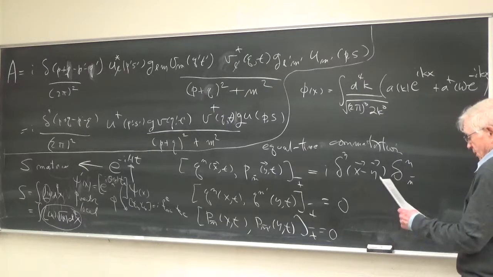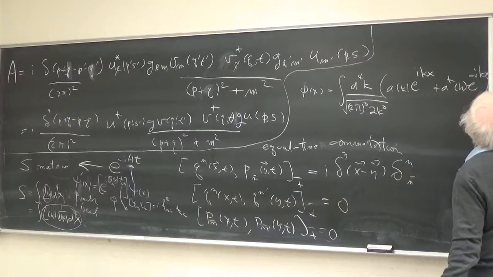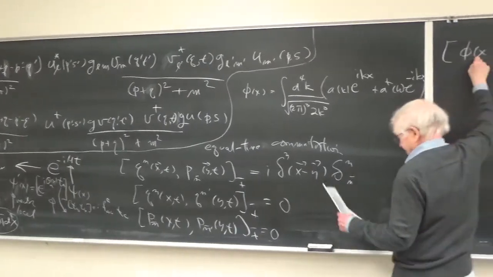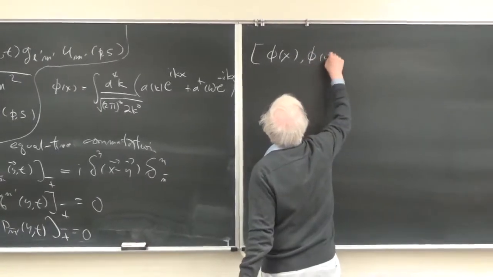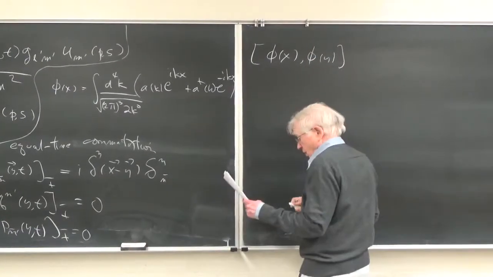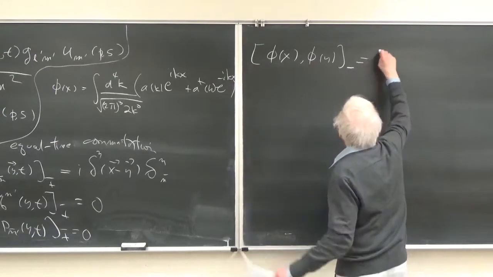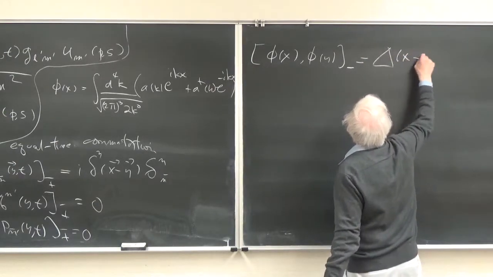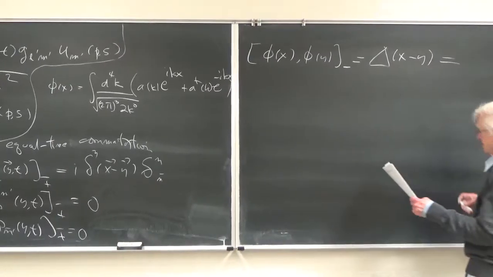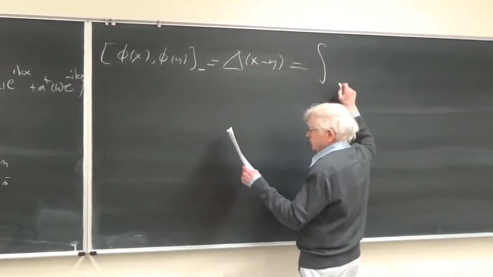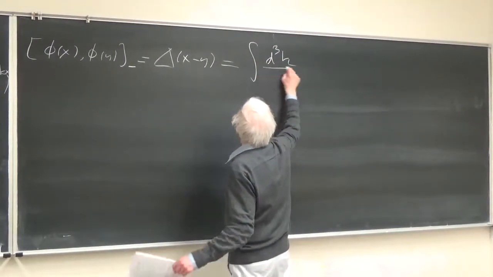Then what you can show is that the commutator of phi of x and phi of y is equal to delta of x minus y. This is a new function that's closely related to the old functions. And if you write it down, you just do the commutation relation.